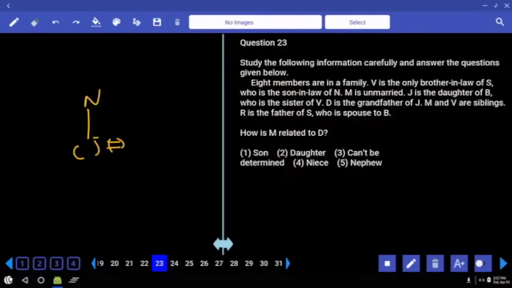Now S is the son-in-law of whom? S is the son-in-law of N. N is here. Son-in-law means daughter's husband. Now who is this one? S is the son-in-law of N. And V is the only brother-in-law of S.